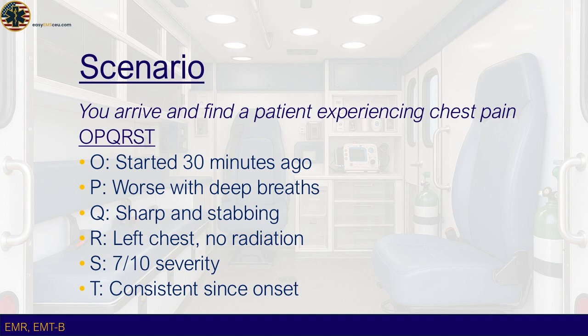You arrive and find a patient who is experiencing chest pain. After a thorough patient interview regarding their history of present illness and assessment, you are able to provide the following patient care report to the receiving ALS crew or receiving hospital personnel. Patient reports chest pain that is sharp and stabbing, that seems to originate in their left chest with no radiation reported. Patient currently rates their pain as 7 out of 10. Patient reports the pain started approximately 30 minutes ago, and that it has been consistent since onset.